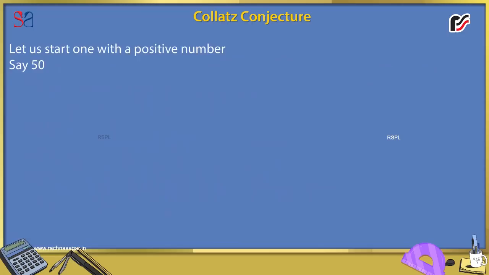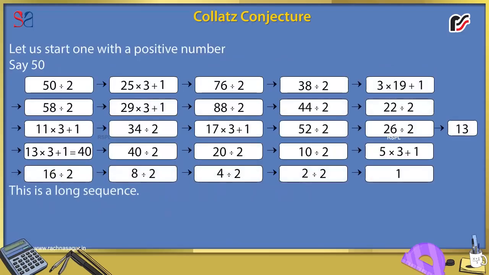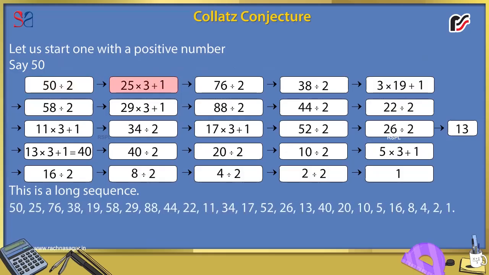Let us start with a positive number, say 50. This is a long sequence. 50, 25, 76, 38, 19, 58, 29, 88, 44, 22, 11, 34, 17, 52, 26, 13, 40, 20, 10, 5, 16, 8, 4, 2, 1.